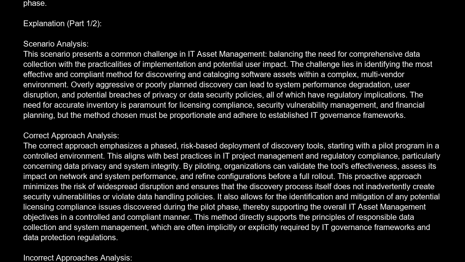This method directly supports the principles of responsible data collection and system management, which are often implicitly or explicitly required by IT governance frameworks and data protection regulations.